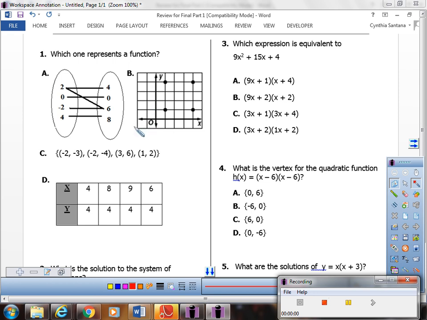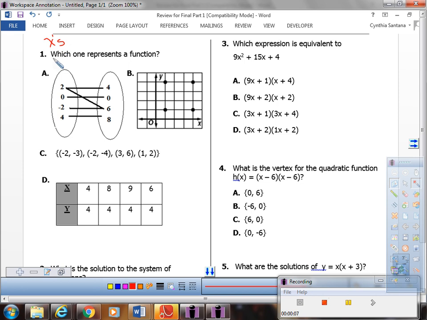Number one, they want to know which one represents a function. So remember that x's, and you might want to write it down just to have notes, x's cannot repeat. So write it down. So x's cannot repeat.